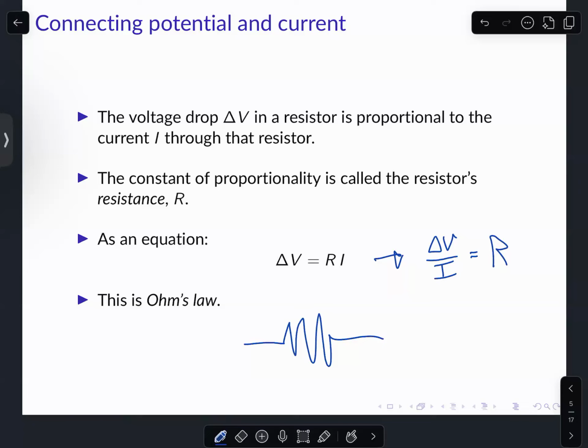Google form, what are we on? B? Google form B. If I have half as much current in a resistor, how much does its resistance change? Google question C, if I have half as much current in a resistor, how much does its voltage change? B was how much does the resistance change? C is how much does the voltage change?